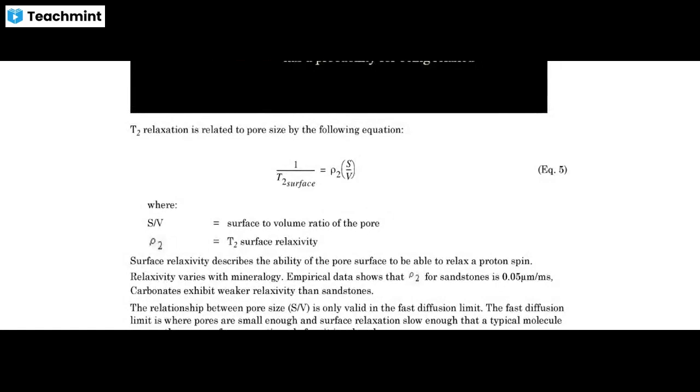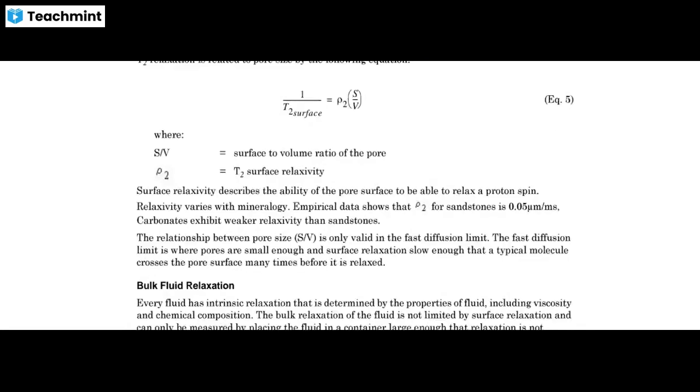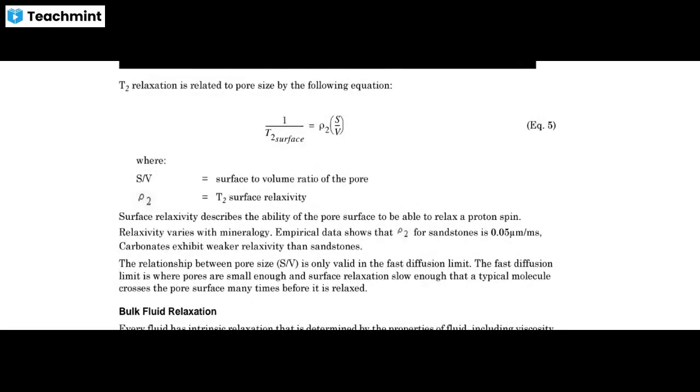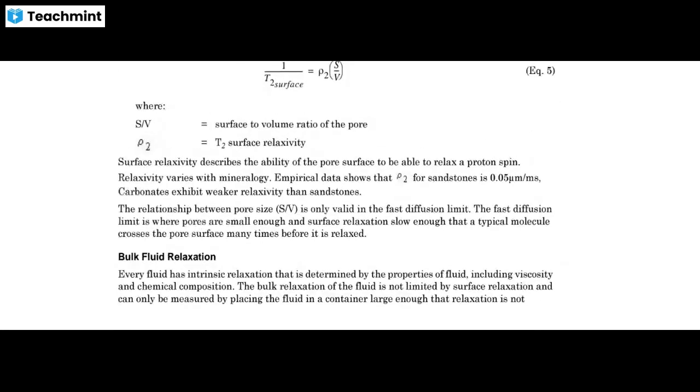Here, S by V is the surface to volume ratio of the pore and rho 2 is the T2 surface relaxivity. That relation between T2 and pore size S by V is only valid in the fast diffusion limit. Then bulk fluid relaxation. Every fluid has an intrinsic relaxation that is determined by the properties of the fluid, including the viscosity and chemical composition.